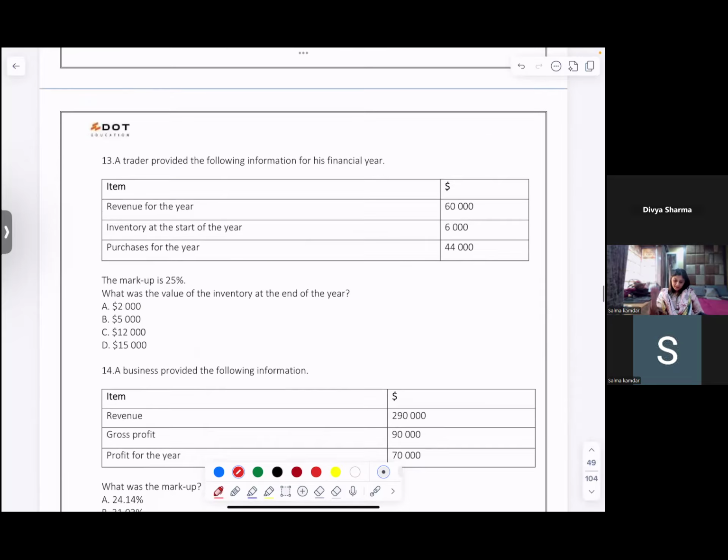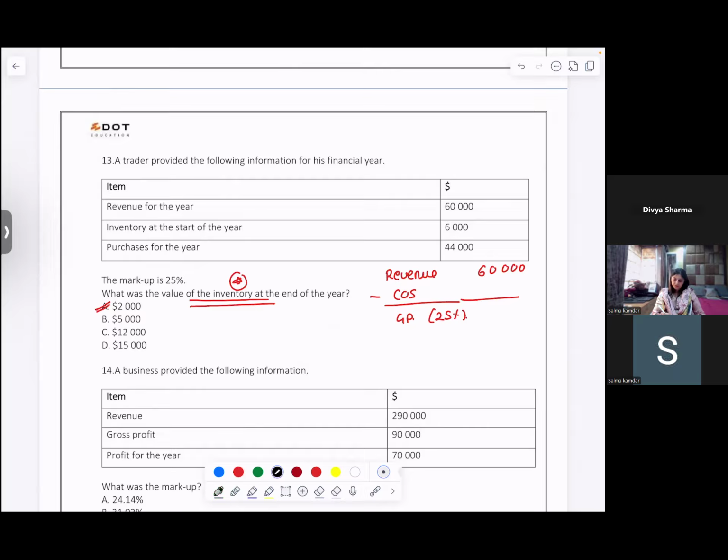Okay, fine. Next, what do they want? They want the value of your inventory, which is 2,000. How do you get this? First we can turn markup into margin. Revenue minus cost of sales gives you gross profit. We'll give you revenue 60,000, 20% margin, and markup is 25%.